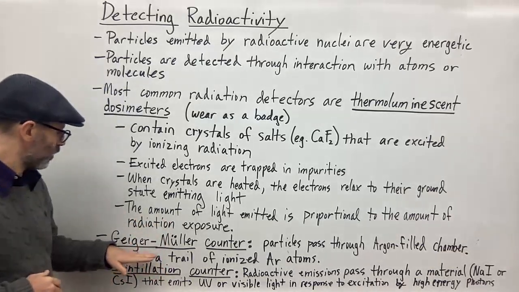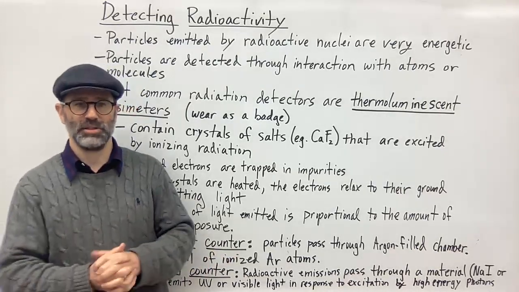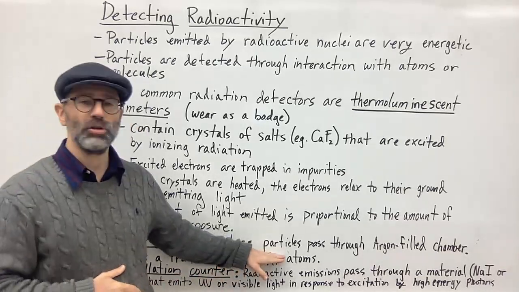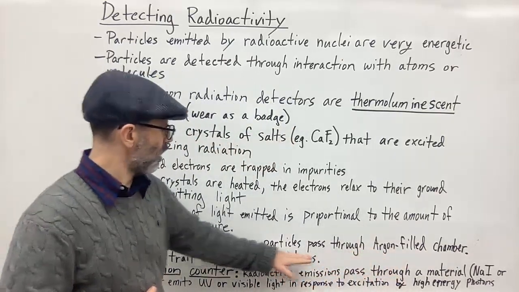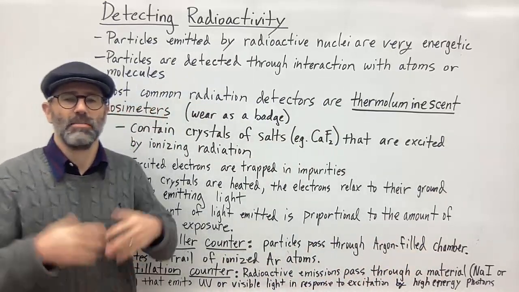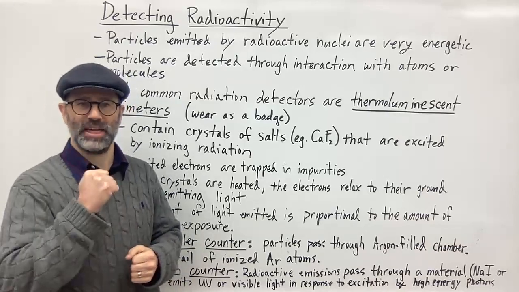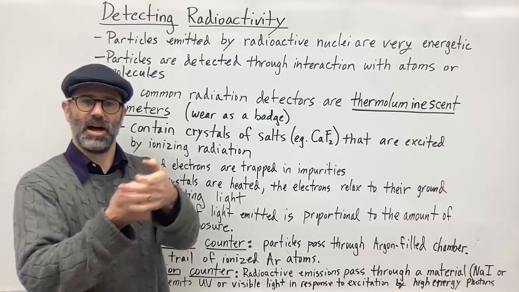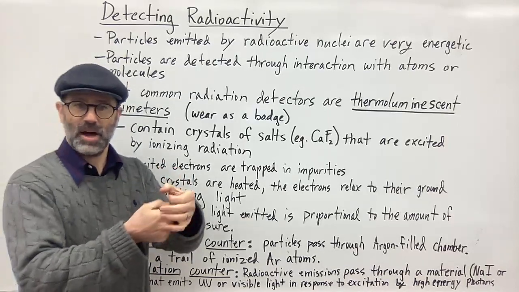We also have what are called Geiger-Muller counters, or just Geiger counters. So how does a Geiger counter work? Well, again, these particles are going to pass through a substance, and here the substance is argon. There's an argon-filled chamber at the end of your Geiger counter. You've probably seen a Geiger counter in a movie, if not in class. It's got a little thing that looks like a microphone that you sing into, but it's not. The end of that microphone-looking part is the argon gas chamber.